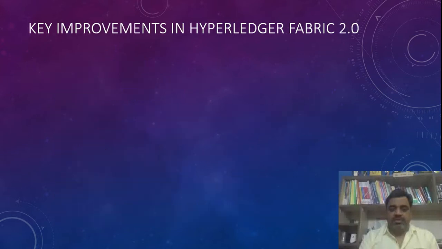So these were the key features. Now let's see what the key improvements of Hyperledger Fabric 2.0 are as compared to its earlier version 1.x, popularly 1.4. Okay, in the next video.